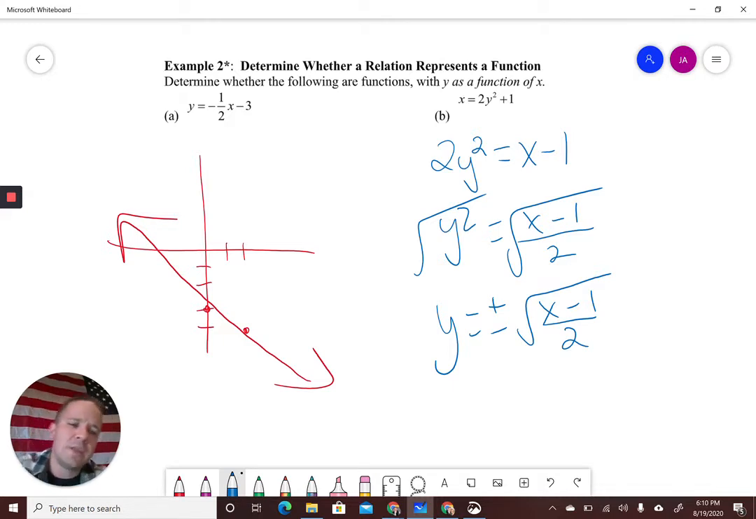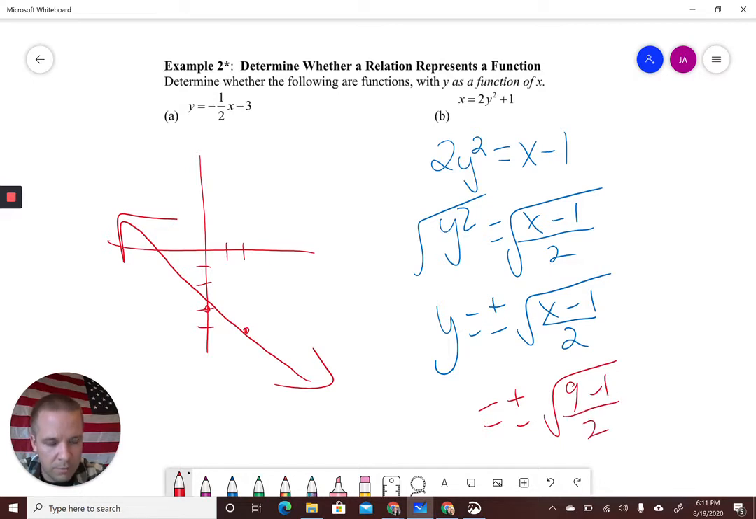So when I'm looking at this problem here, again, remember we're thinking, can I get two different y values from one x value? Does an x value give me two different y values and not just one y value? So if I were to plug a number in, like 9, and I have good reason for it, I'd have 9 minus 1 over 2, right? So that's going to be 8 over 2, which is 4. So I'm going to get plus or minus the square root of 4, which is 2, if I did a little bit of math in my head, right?